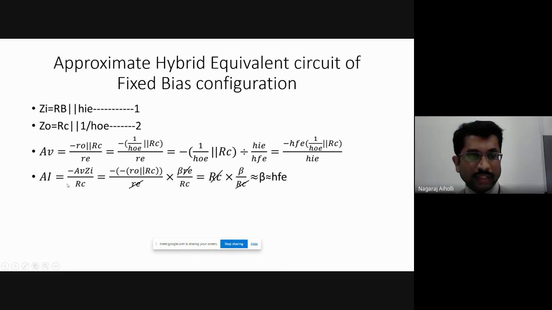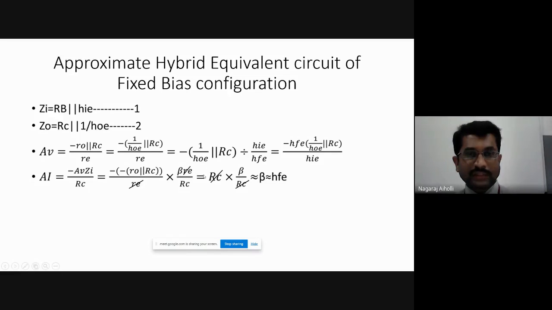Then the current gain formula is minus AV into Zi by RC. Here AV is minus R0 parallel RC by RE. Okay, minus of R0 parallel RC by RE, that is AV. Then Zi is beta RE, according to the formula that we have already calculated in the AC analysis of fixed bias configuration.